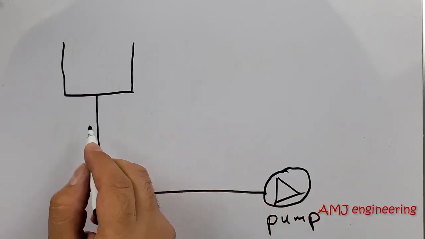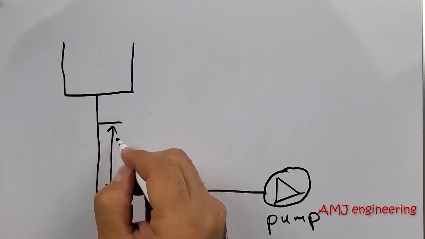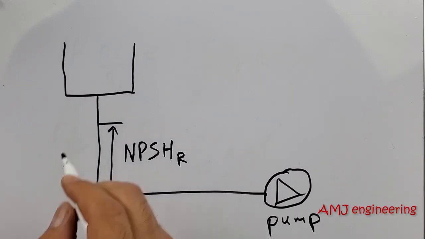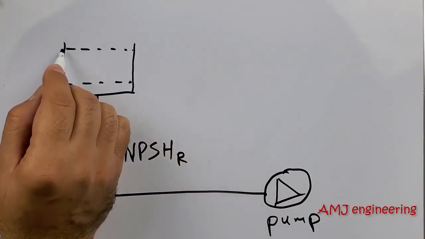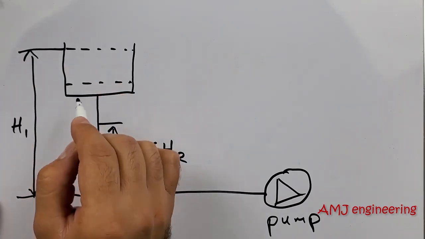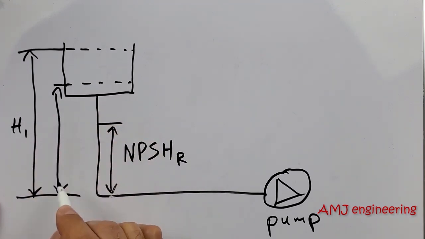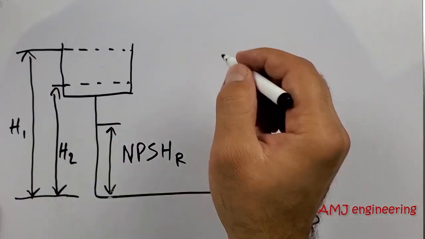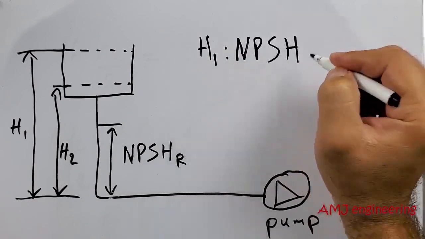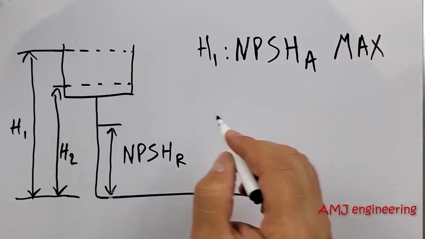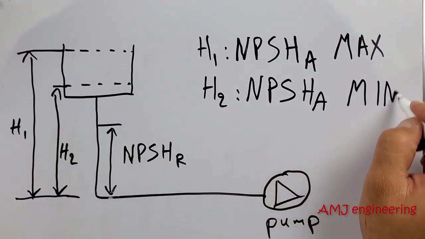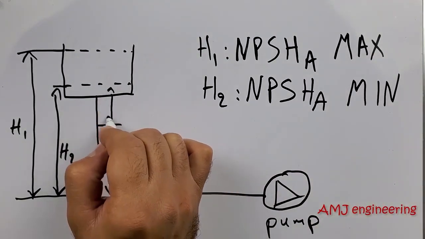To better understand it, let's see this example here. Let's consider this head as the pump NPSH required. H1, the NPSH available max, which is the head corresponding to the maximum water level, and H2 is the NPSH available minimum, which is the head corresponding to the minimum water level.